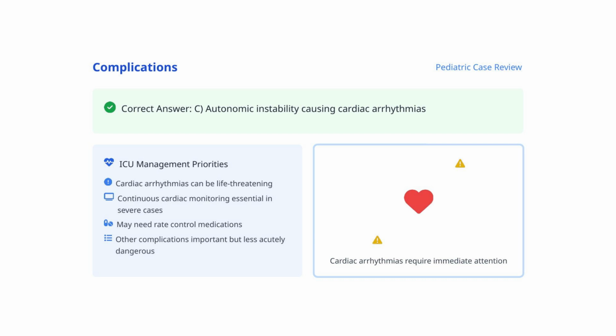Cardiovascular autonomic dysfunction can produce potentially life-threatening arrhythmias requiring immediate intervention. Continuous cardiac monitoring is essential for severe Guillain-Barré syndrome cases, and antiarrhythmic medications may be necessary. While the other complications listed are important to address, including syndrome of inappropriate antidiuretic hormone secretion, constipation, and psychological impacts, they generally present less immediate danger than significant cardiac arrhythmias, which can be fatal if not promptly treated.